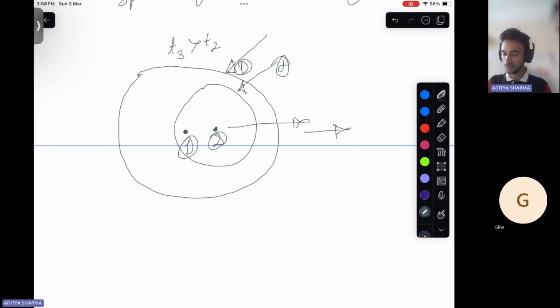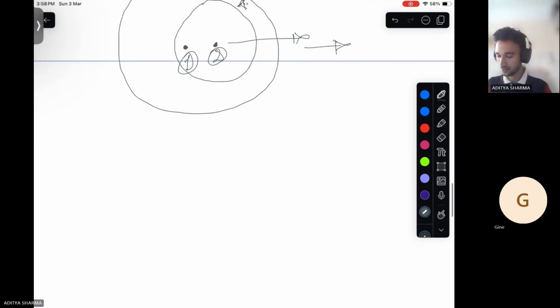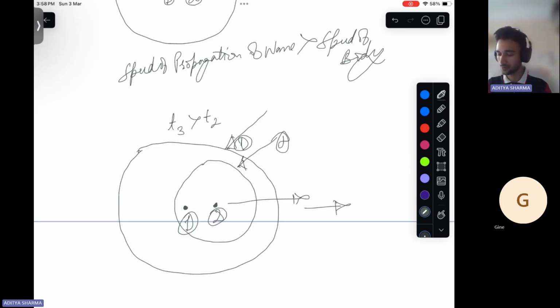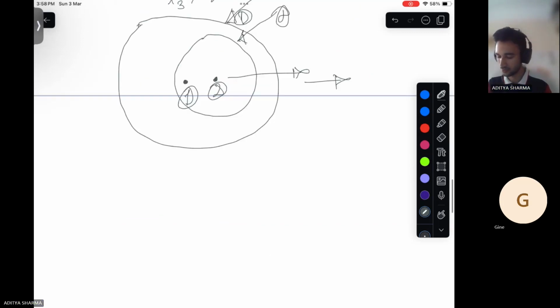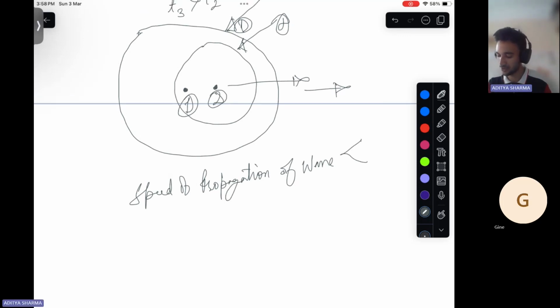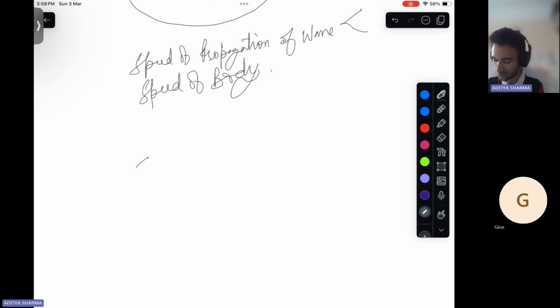All right. But if this is opposite, if the speed of propagation of the wave is less than the speed of the body, in that case we see structures like this.